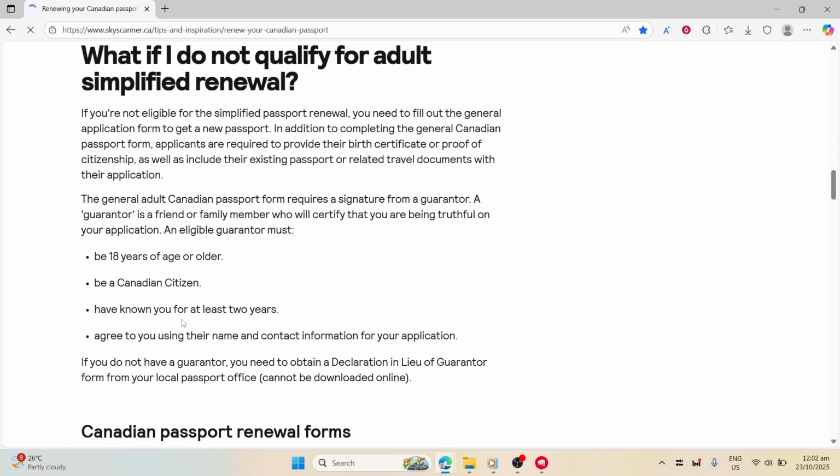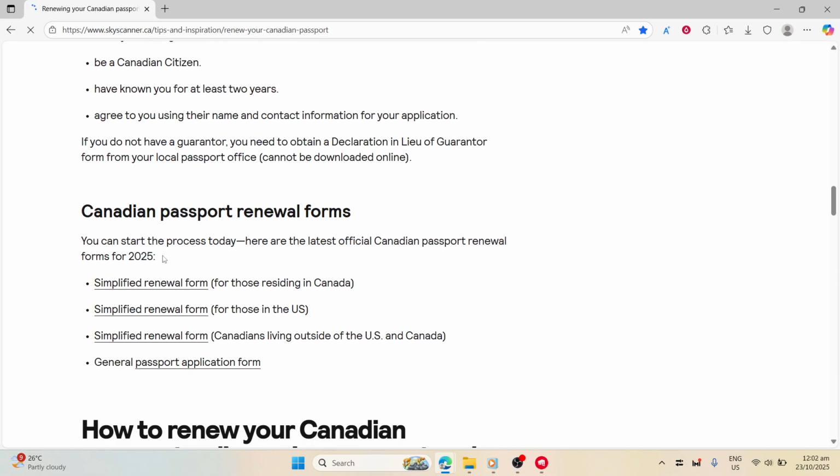Let's get into the forms. Available forms for 2025 include the simplified renewal forms tailored for Canadians living in different regions, like within Canada, the US, and elsewhere. You also have the option to fill out these forms online. Don't forget to provide your email address for application status updates.